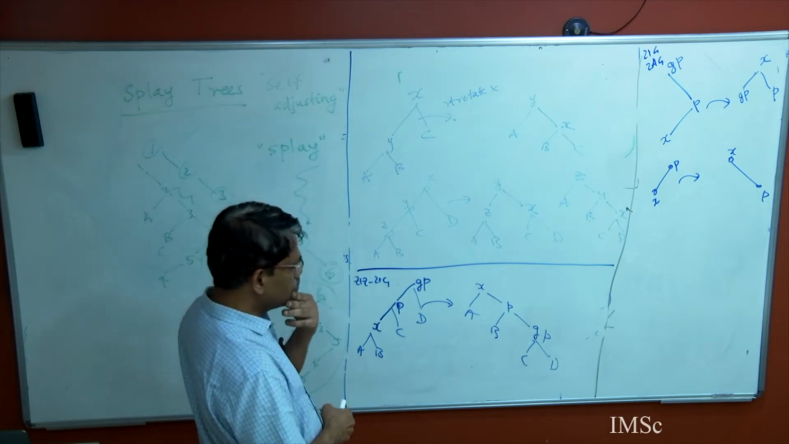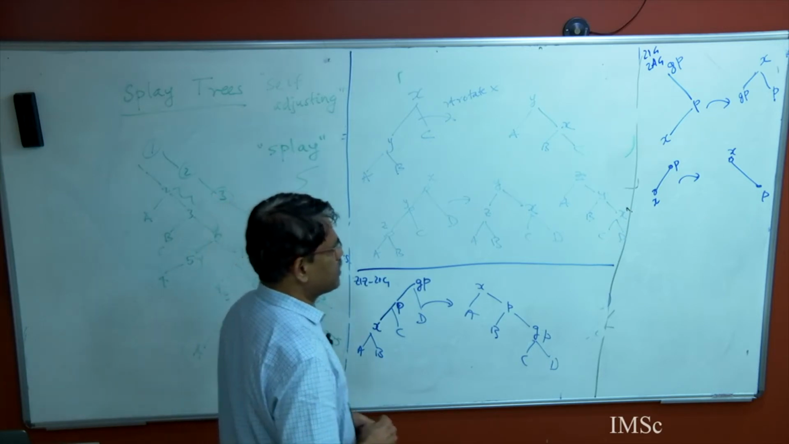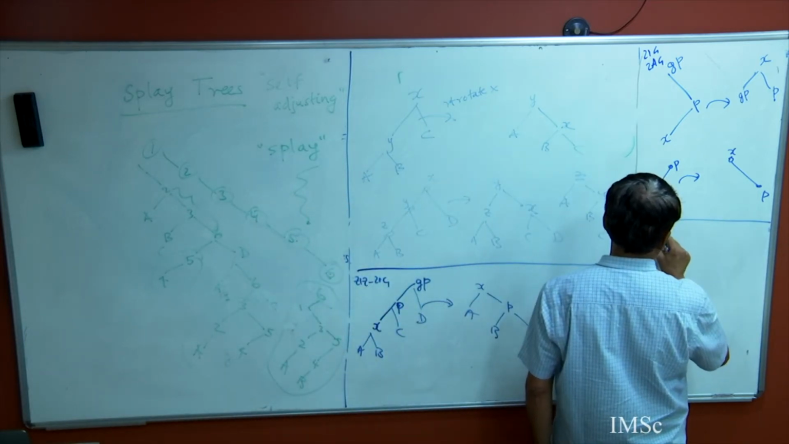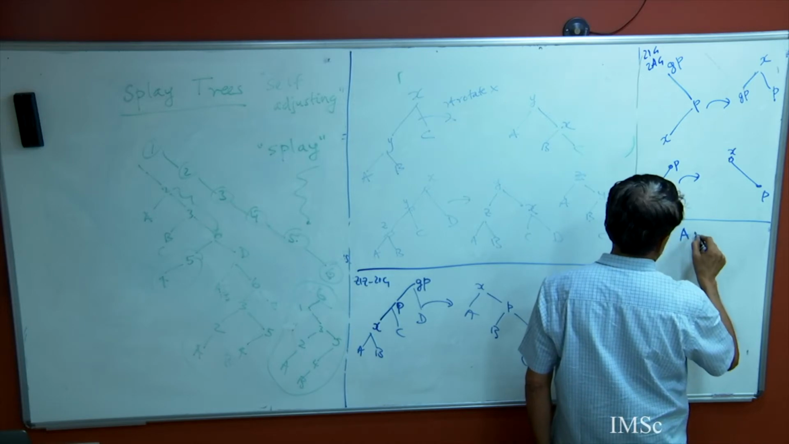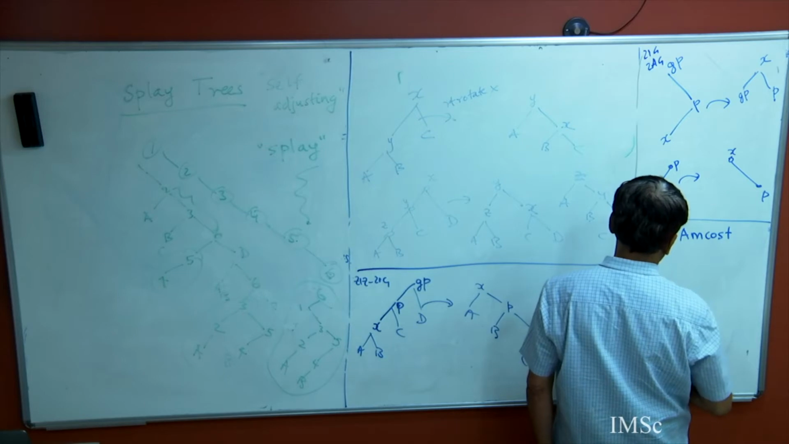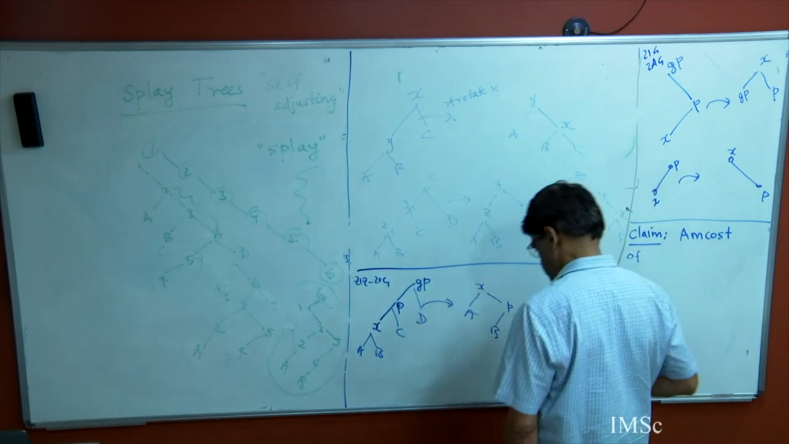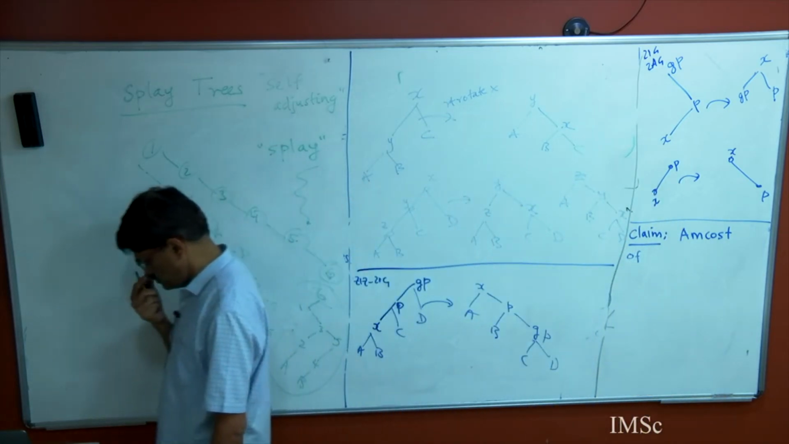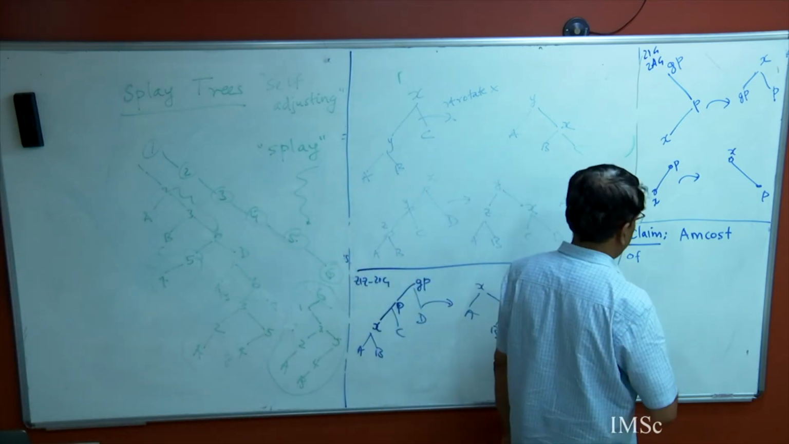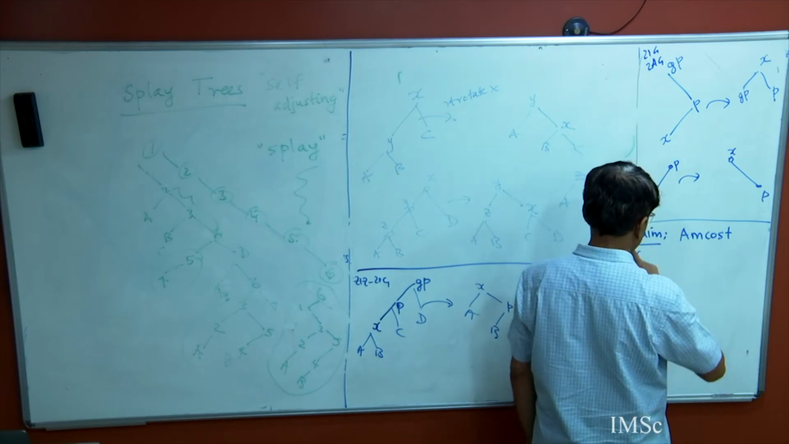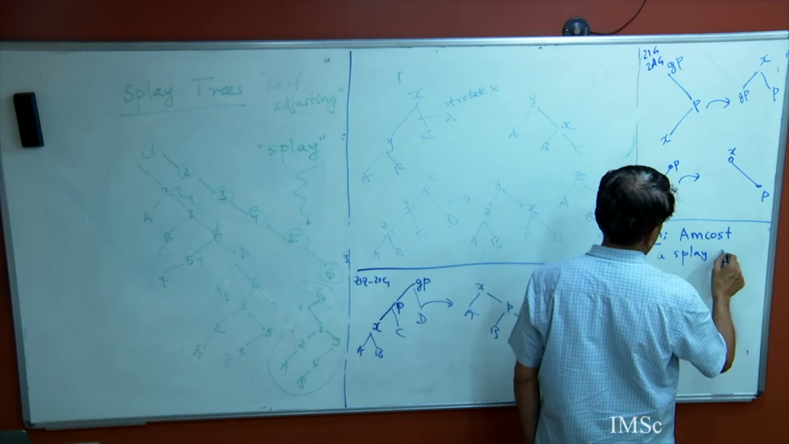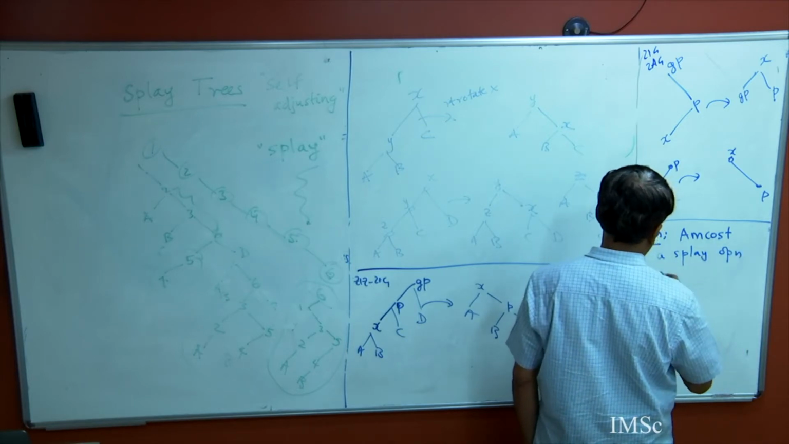So now, what's the claim? The claim is that the amortized cost of a splay operation is order log n.